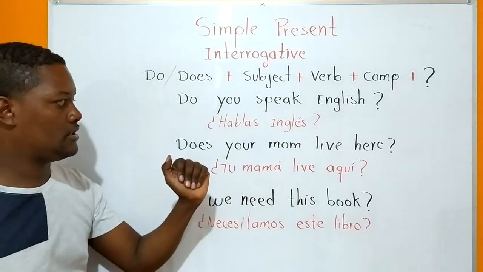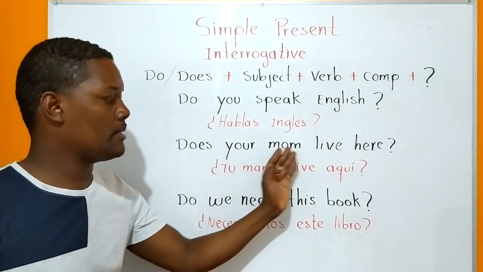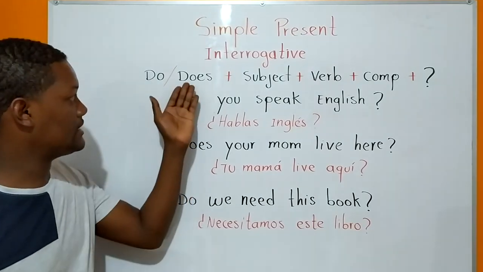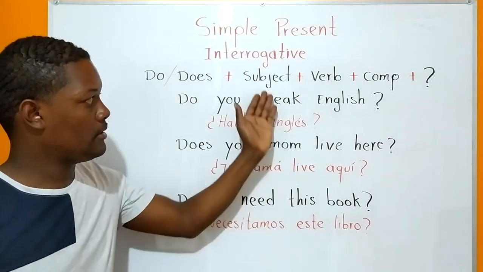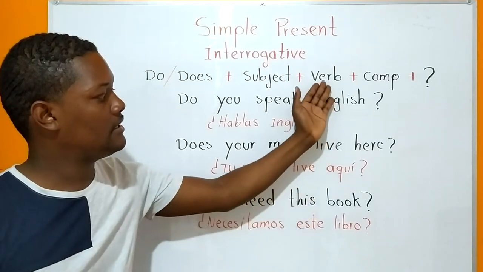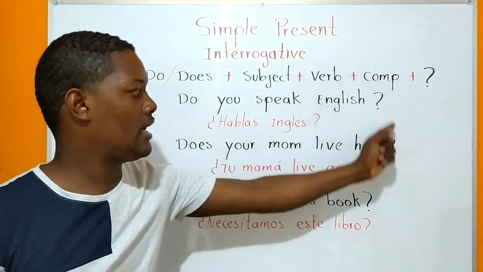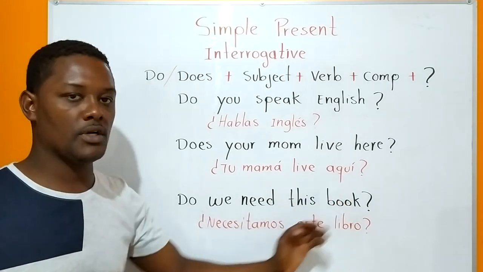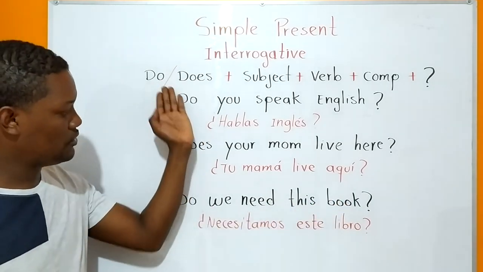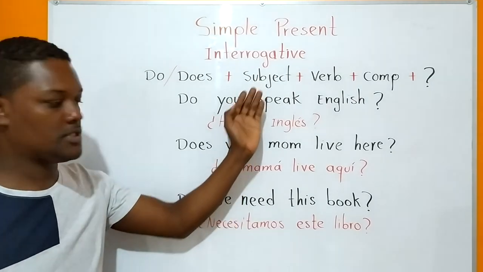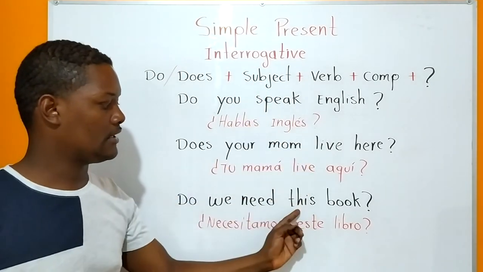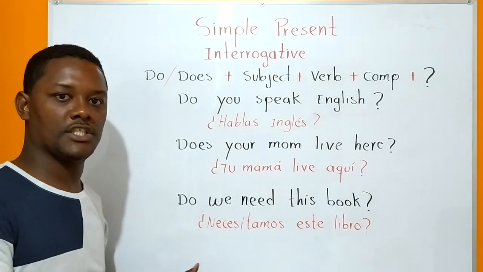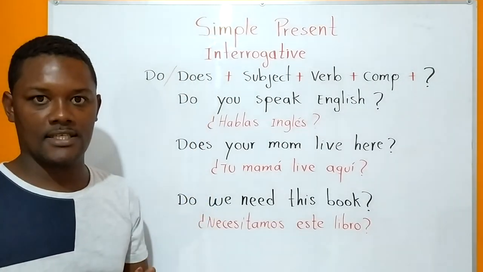Do you speak English? Does your mom live here? Does your mom, subject, live, verb, here, complement. Do we need this book? Do we, subject, need, the verb, this book, complement. So this is the simple way to make questions using the simple present.